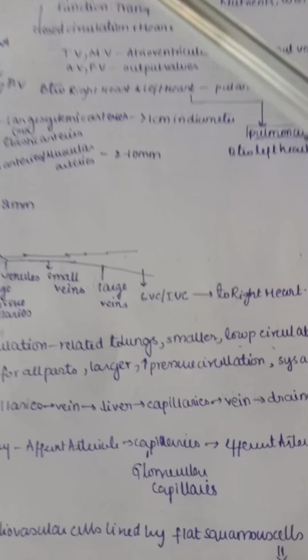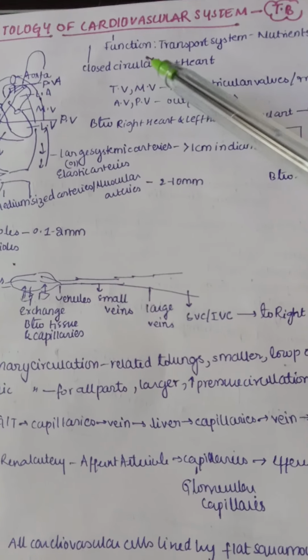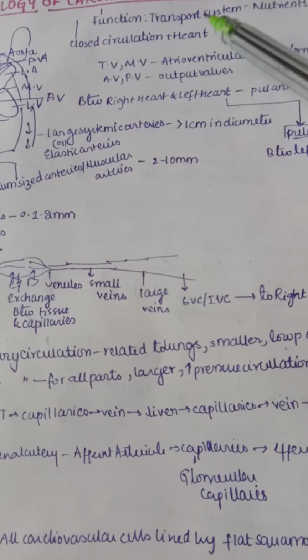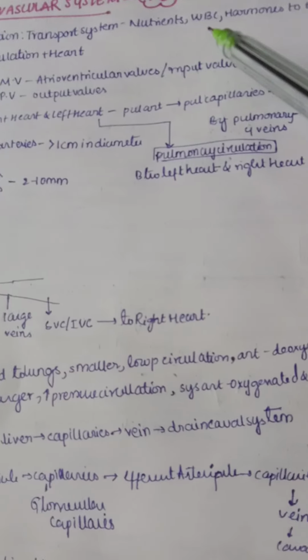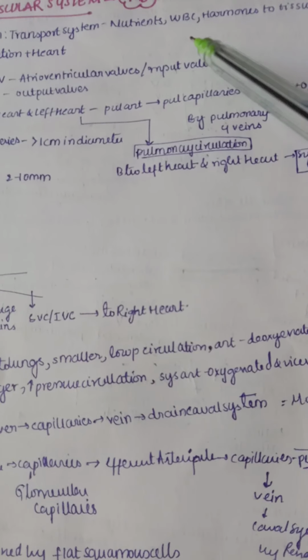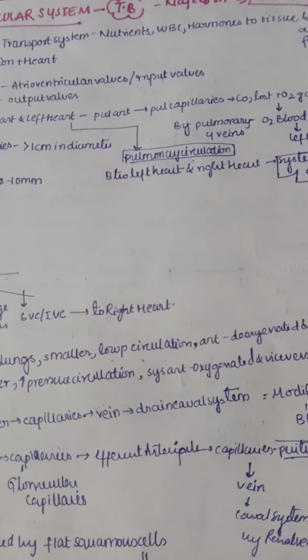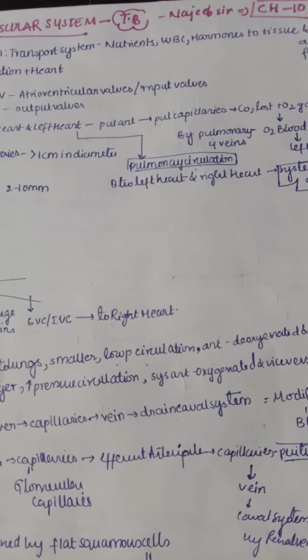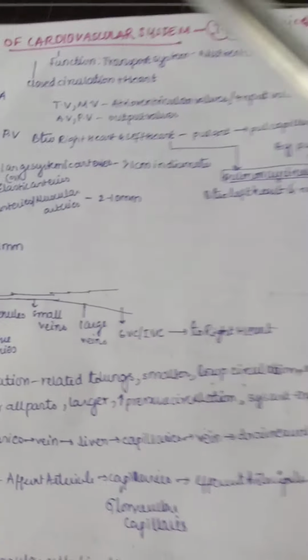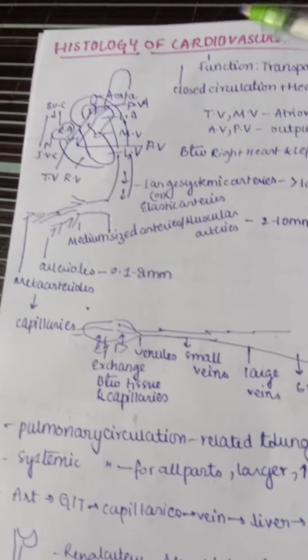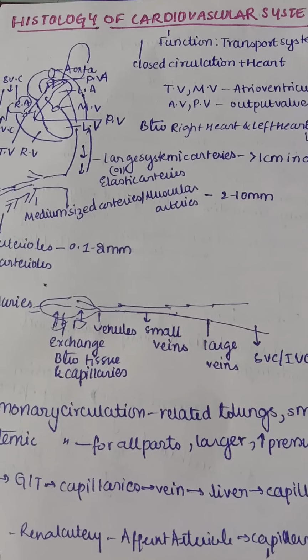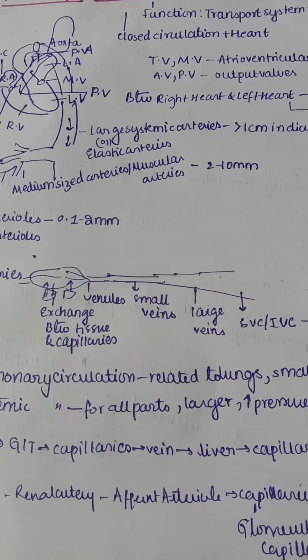So today let us start with histology of the cardiovascular system. So we know what the main function of the cardiovascular system is. It is nothing but a transport system which transports mainly nutrients, WBC, white blood cells, hormones, and everything else to tissues, and also takes away the waste from them. So it is actually a closed circulation. We know our cardiovascular system is a closed circulation and contains a heart.